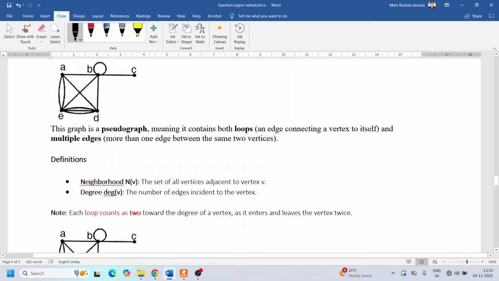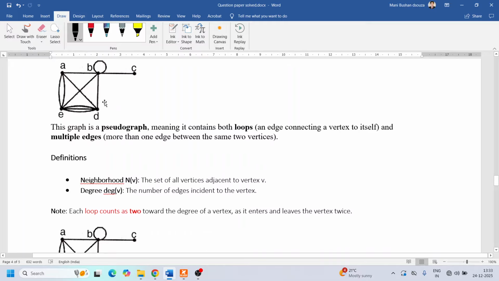So this is the graph that is given over here. This extra information, remember, is not required. You don't have to write this in the examination. This is called a pseudograph because it contains a loop as well as multiple edges between the given vertices. Now, what is the neighborhood of a given node? Neighborhood are the vertices which are directly adjacent to the given vertex. So what is there in the neighborhood of A? Neighborhood of A contains B, C, D, and E.